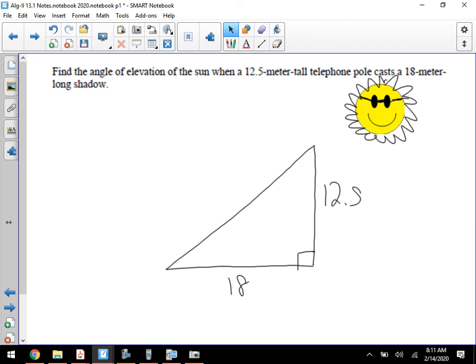So is the angle of elevation this angle here, or is it this angle here? Are they the same angle? Because of opposite interior angles. So what trig function will allow you to find the angle of elevation here? Tangent. What happens a lot of times with these is it works out to be really fast trig functions. Tangent of theta is 12.5 over 18. So what do you do to find theta in this case? Inverse trig function.